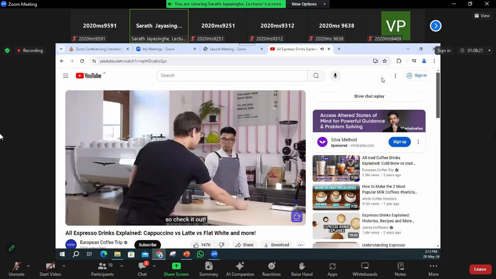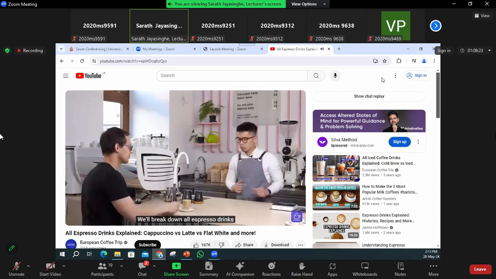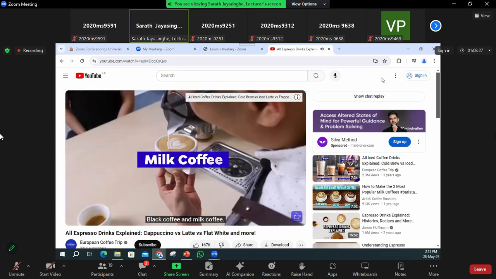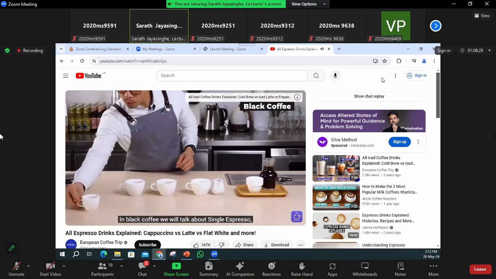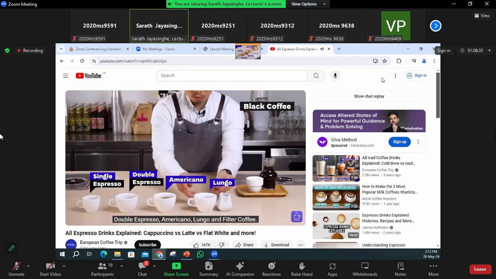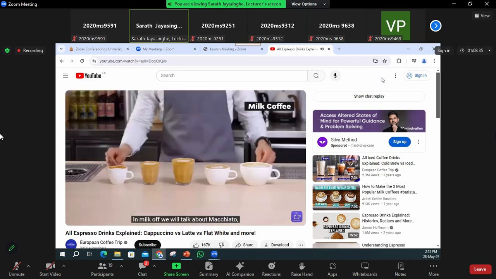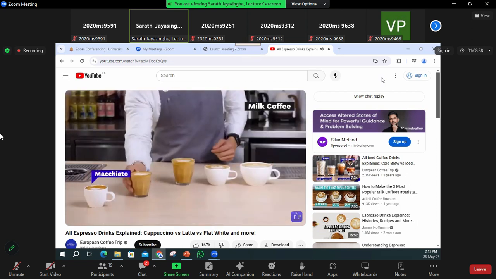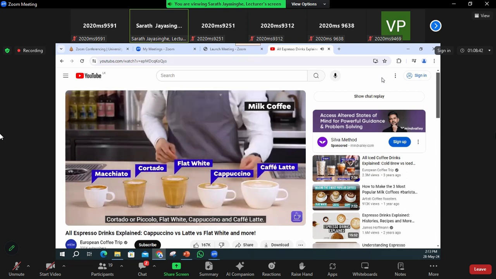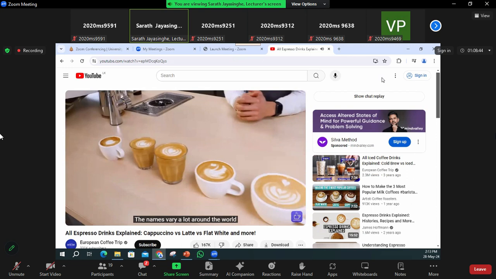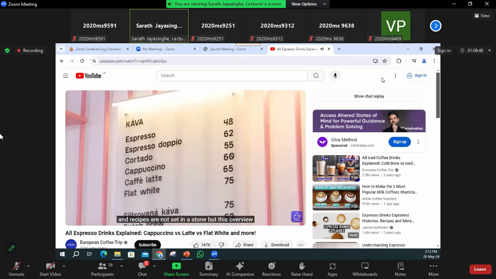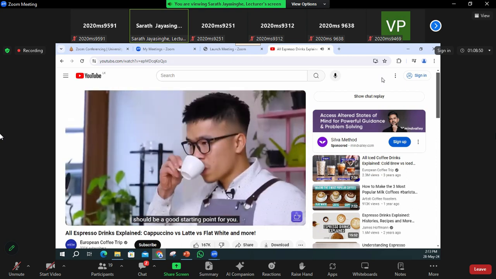So check it out. We'll break down all espresso drinks into two categories, black coffee and milk coffee. In black coffee we'll talk about single espresso, double espresso, americano, lungo and filter coffee. In milk coffee we'll talk about macchiato, cortado or piccolo, flat white, cappuccino and cafe latte. The names vary a lot around the world and recipes are not set in stone, but this overview should be a good starting point for you.